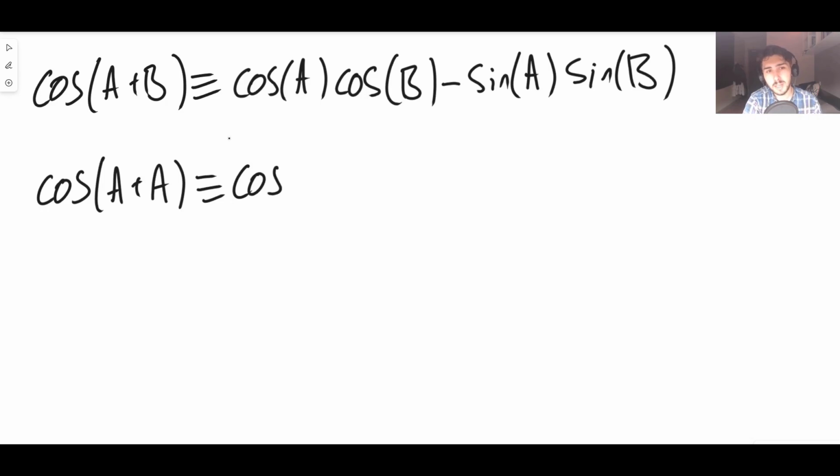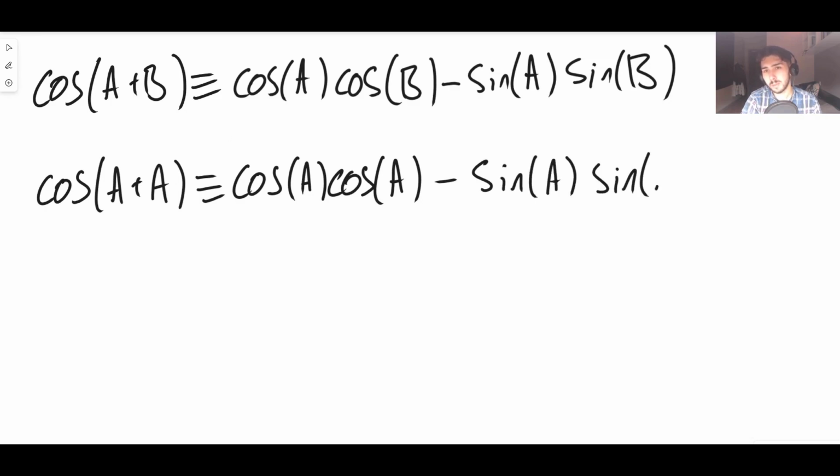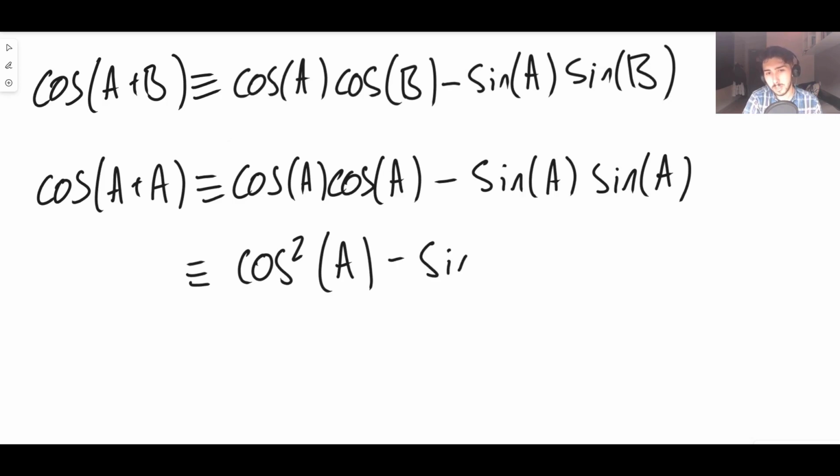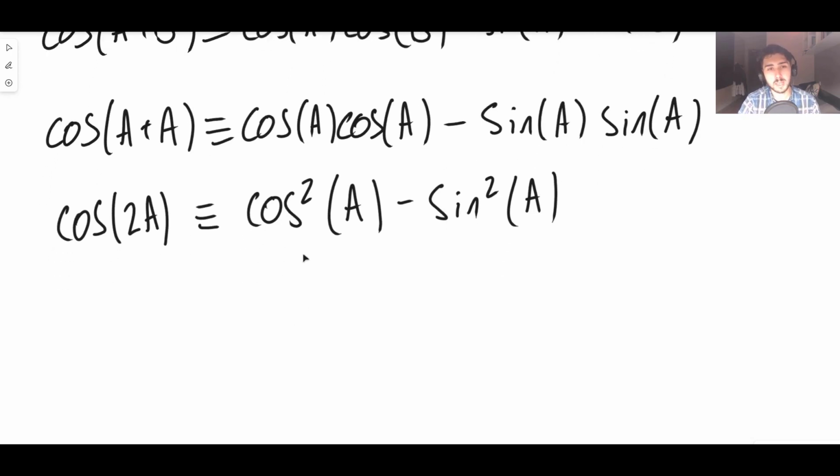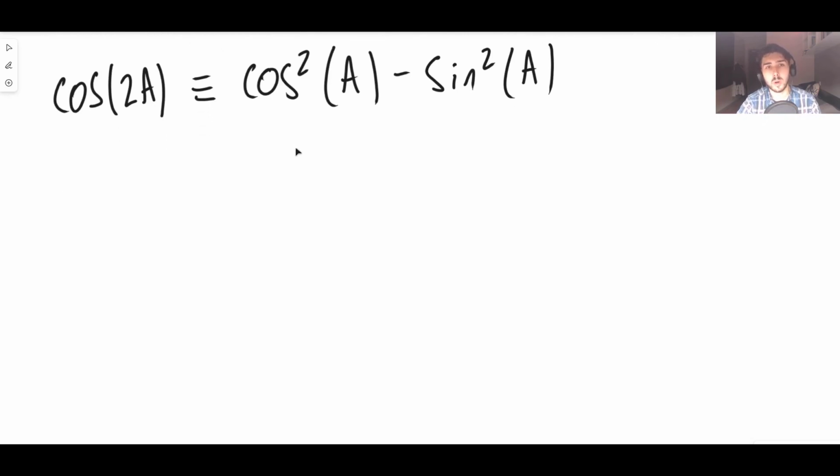We end up with cos A times another cos A, minus sine A times another sine A. Of course, that's just equal to cos squared A minus sine squared A. And on the left-hand side, that is equal to cos 2A, because A plus A is 2A. This is the main one for cos, but sometimes it is not particularly useful.